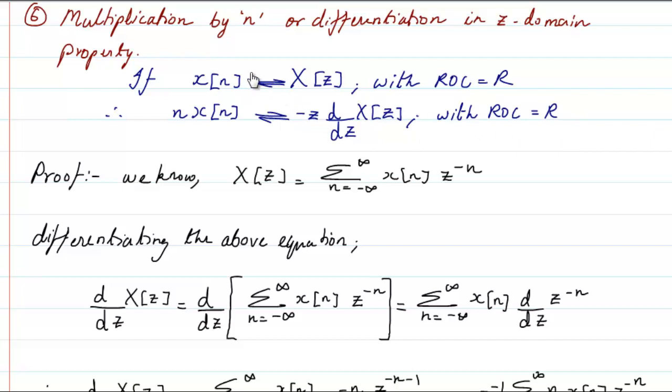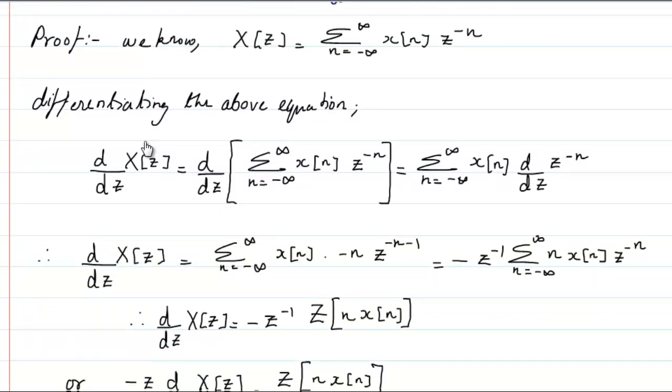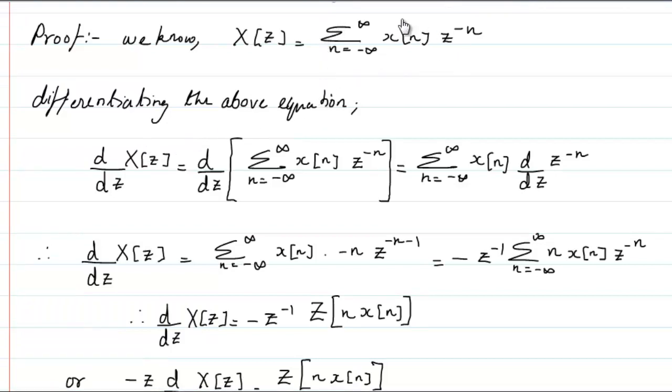So if you multiply x of n with n, all you have to do is differentiate X of z and multiply it with minus z. So let us prove this. We already know that X of z can be obtained by the simple equation of the z transform, which is the sum from n equal to minus infinity to infinity of x of n z raised to power minus n.